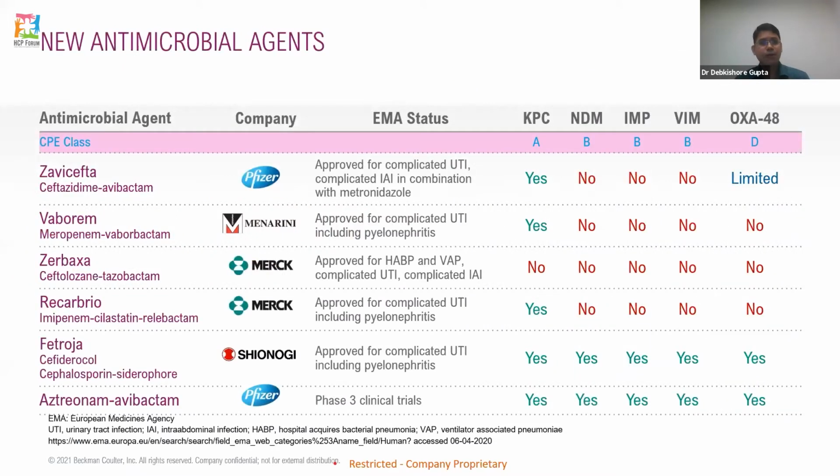So these are the new antimicrobial agents, and you can see this ceftazidime avibactam. This works well for KPCs and OXA48, and meropenem vaborbactam, which is active against KPC, and the ceftolozane tazobactam, which is not active against all these, and imipenem relebactam, this is again active against KPCs, and the cephalosporin cefiderocol, this is active against all these genes, and aztreonam avibactam, which is going to be launched maybe in the next year or the year after, is also active against all these resistance genes.